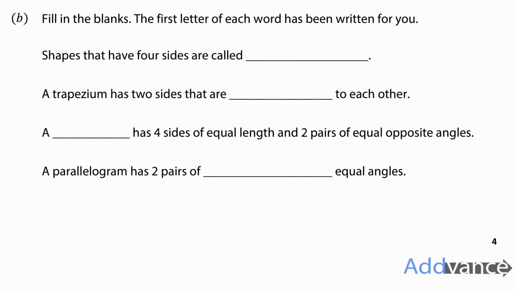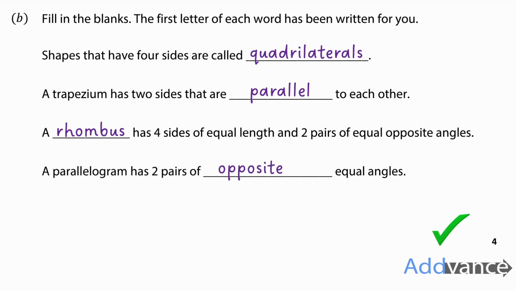It says fill in the blanks. It says shapes that have 4 sides are called quadrilaterals. A trapezium has 2 sides which are parallel to each other. A rhombus has 4 sides of equal length and 2 pairs of equal opposite angles. A parallelogram has 2 pairs of opposite equal angles. That's 4b. Easy enough.